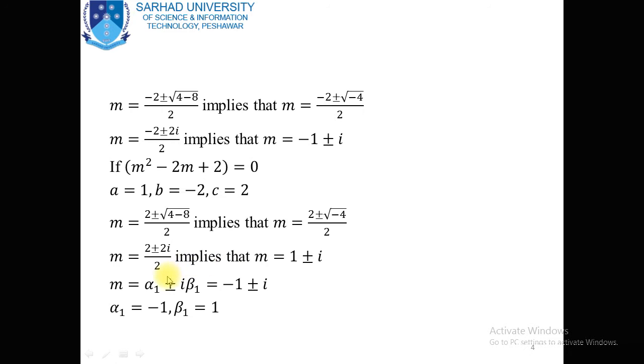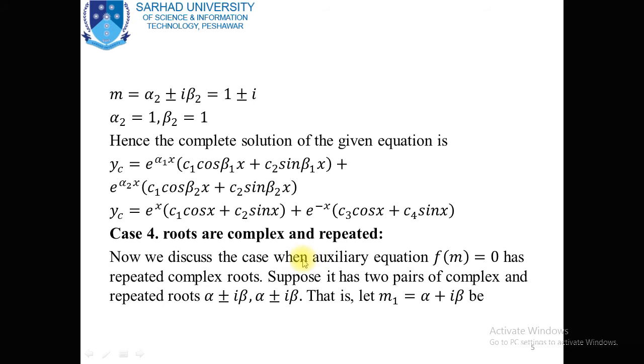So the first complex root is alpha 1 plus i beta 1, which is equal to this, minus 1 plus minus i 1. So 1 is beta 1 and minus 1 is alpha 1. Alpha 1 is equal to minus 1 and beta 1 is equal to 1. And the other complex root, 1 plus minus i, you see over here, this is alpha 2 and now 1 is beta 2. So there are two complementary solutions.